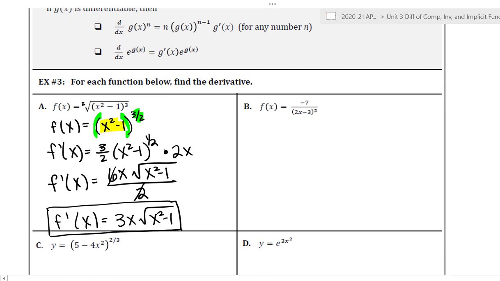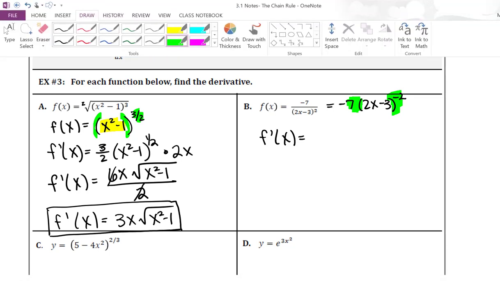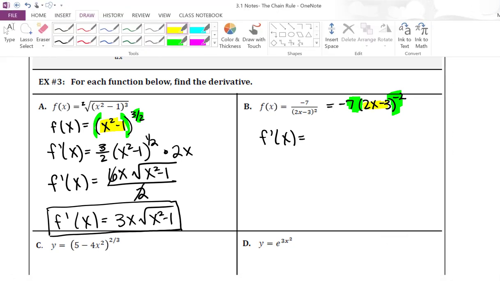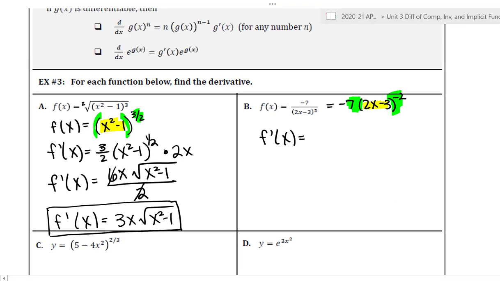We are going to have -7. I'm going to rewrite this as -7 times 2x minus 3 to the -2. Just pulling that up. So then when I say f prime of x, remember we have our outside function, which is this business going on here, and then we have stuff in the inside, which is that 2x minus 3. So rewriting that, I would get 14 times 2x minus 3 to the -3.